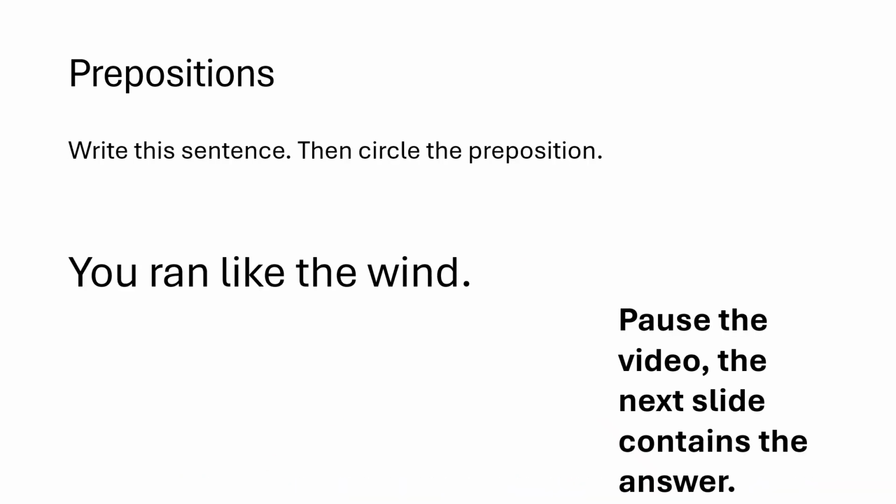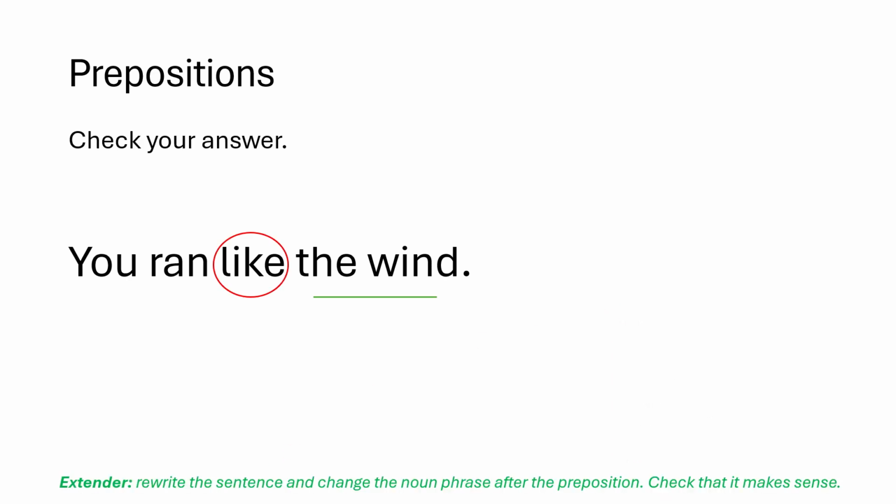Write this sentence, then circle the preposition. You ran like the wind. Pause the video. The next slide contains the answer. Check your answer. You ran like the wind. The preposition is like.